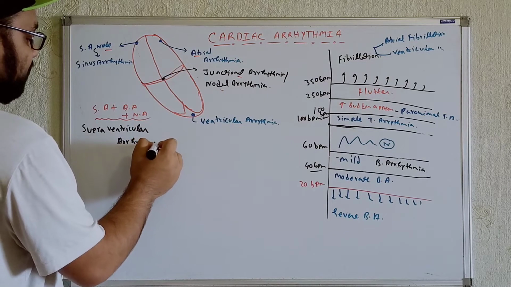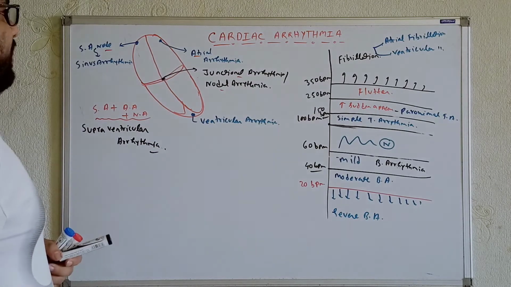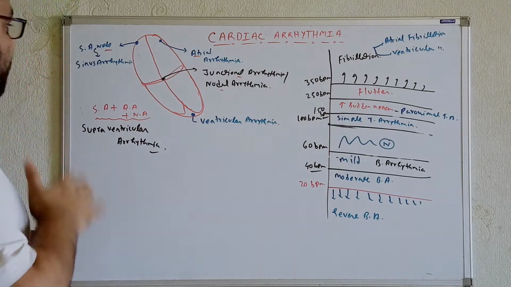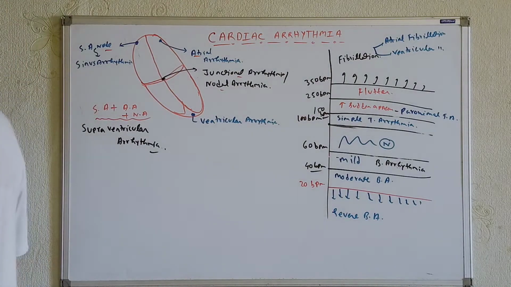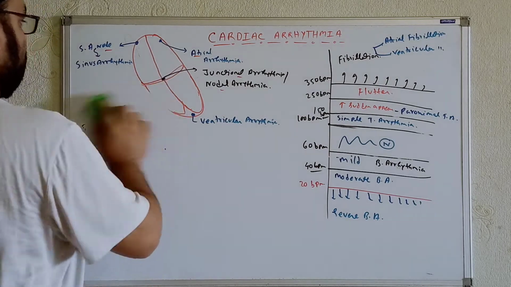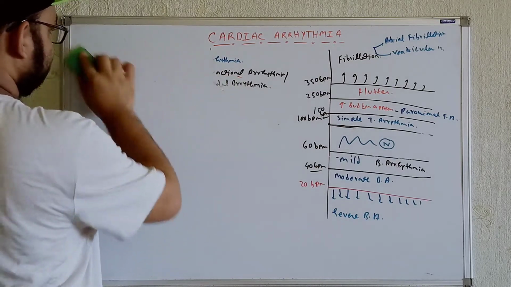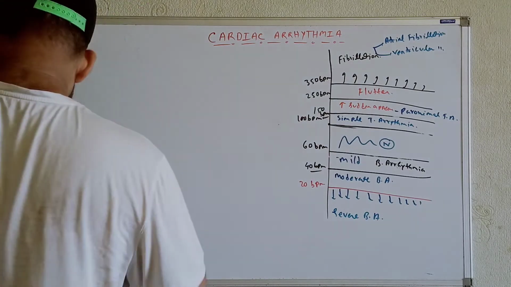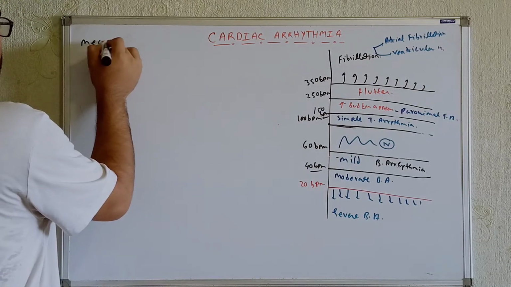Okay. Now we'll talk about the different kinds of mechanisms. There are basically three types of mechanisms for which we can see the development of cardiac arrhythmia. Let's talk about them. So now we'll talk about the mechanisms. Let's write it over here.